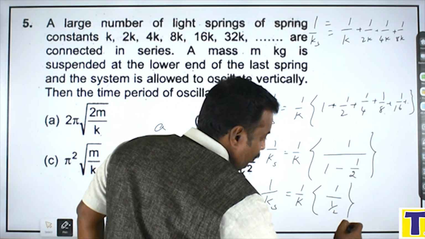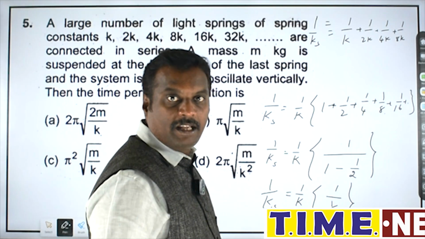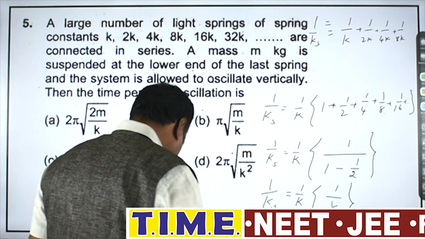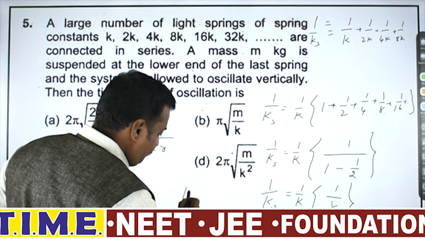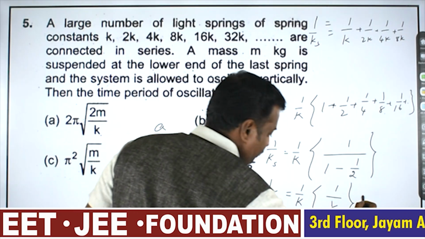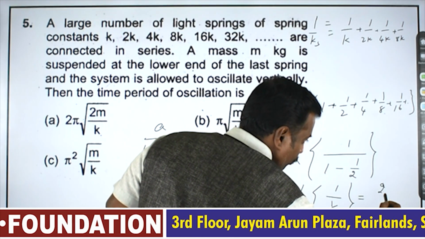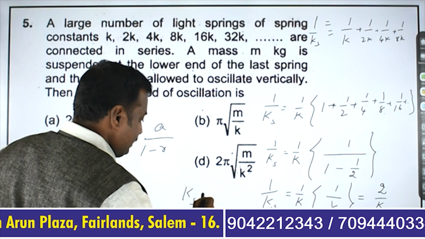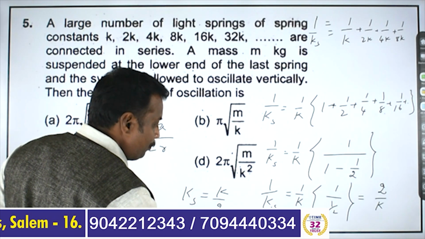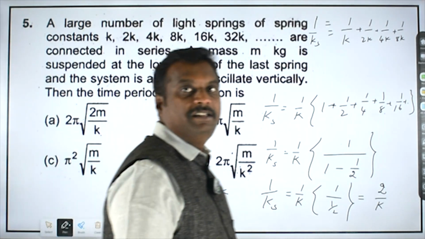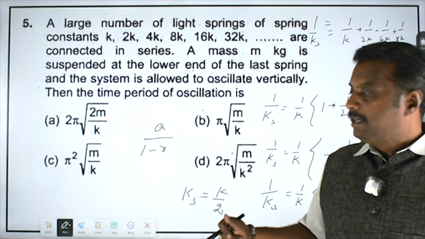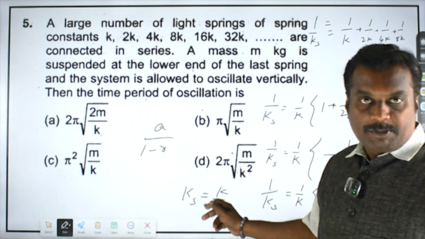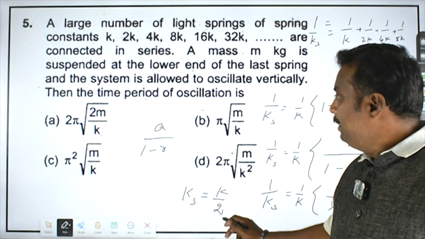So what will 1 by 1 by 2 be? It will be 2 by k. What will it be, sir? 2 by k. So this implies, what is ks? Sir, look, this will imply 2 by k. 1 by ks is 2 by k. So what is ks? ks is k by 2. So the effective constant, when these springs are connected in series, the effective spring constant ks is k by 2.